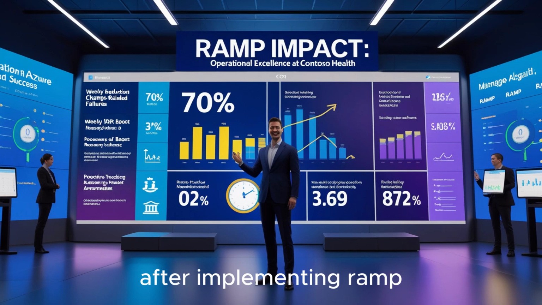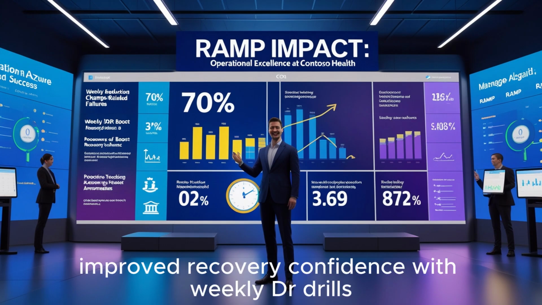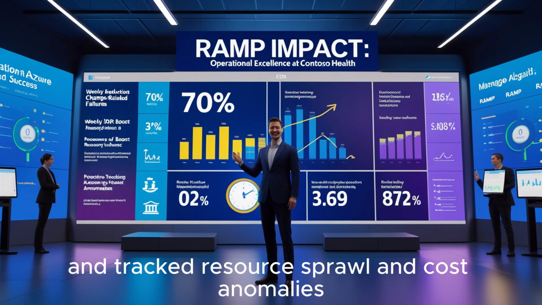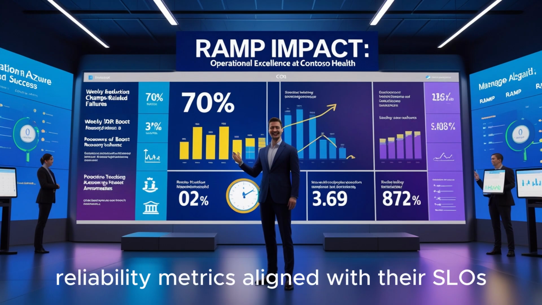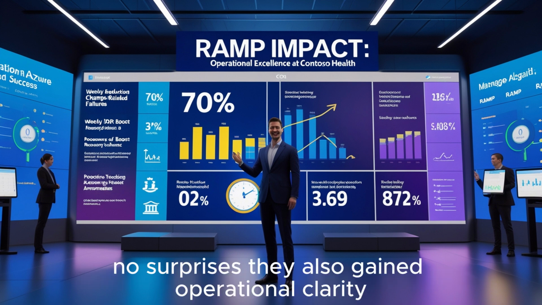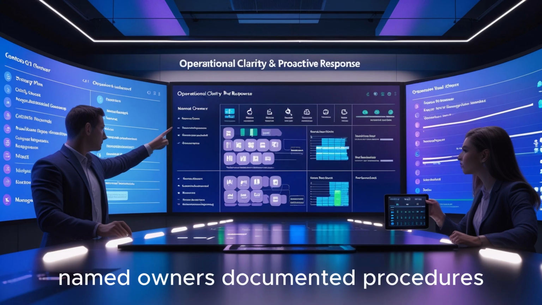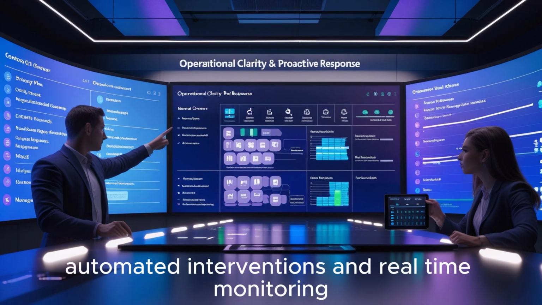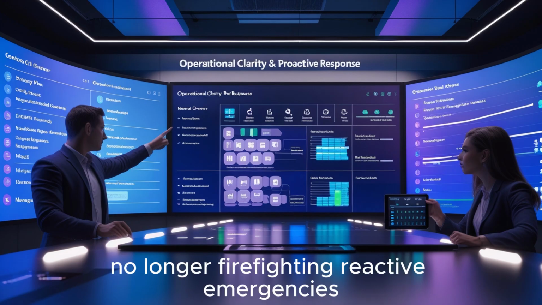After implementing RAMP, Contoso reduced change-related failures by 70%, improved recovery confidence with weekly DR drills, and tracked resource sprawl and cost anomalies proactively. Reliability metrics aligned with their SLOs, and downtime was predictable. No surprises. They also gained operational clarity: named owners, documented procedures, automated interventions, and real-time monitoring. Teams responded proactively, no longer firefighting reactive emergencies.